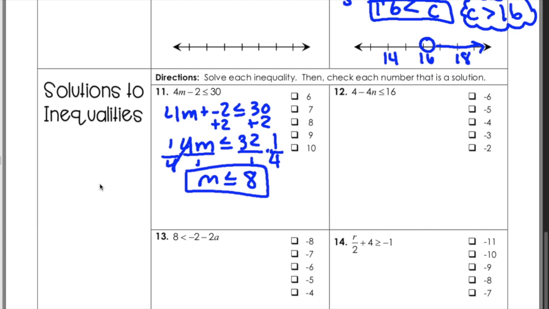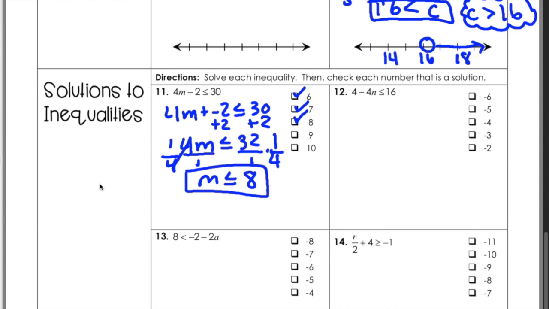So over here on the right, we're going to look at the numbers that they gave us. Well, 6 is less than 8, 7 is less than 8, 8 is 8, and it can equal 8. 9 is greater than 8 and 10 is greater than 8, so those are not solutions. So based on the numbers that they gave us, the numbers that are solutions that are less than or equal to 8 are 6, 7, and 8.